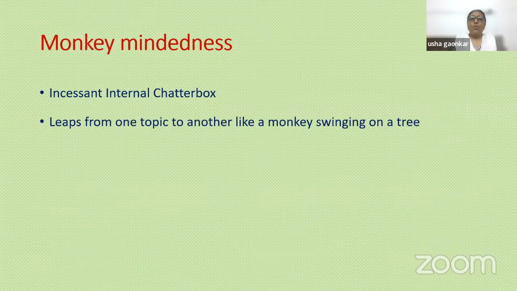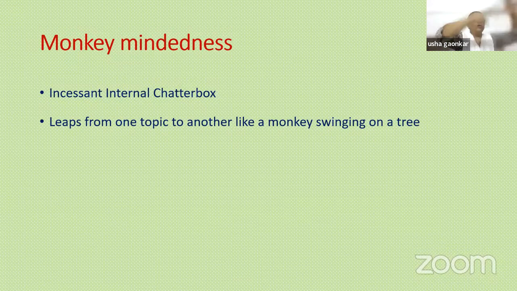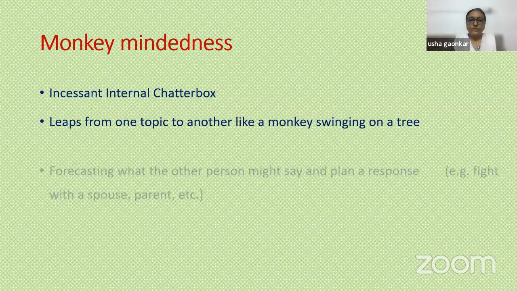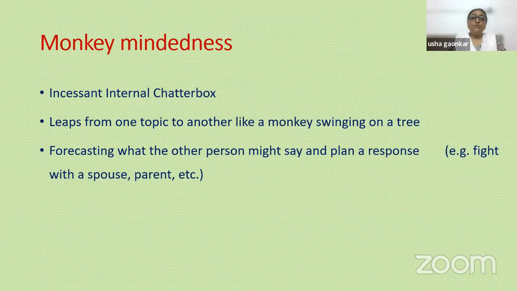Moving on to monkey-mindedness, it's an incessant internal chatterbox going on in our head. It leaps from one topic to another like a monkey swinging on a tree. So when there is a lot of chatter going on in our mind, we are just swinging from one branch to another branch. Sometimes we also forecast what the other person might say and plan a response. So already when somebody is speaking to you, you're planning a response, forecasting what the other person is going to say.